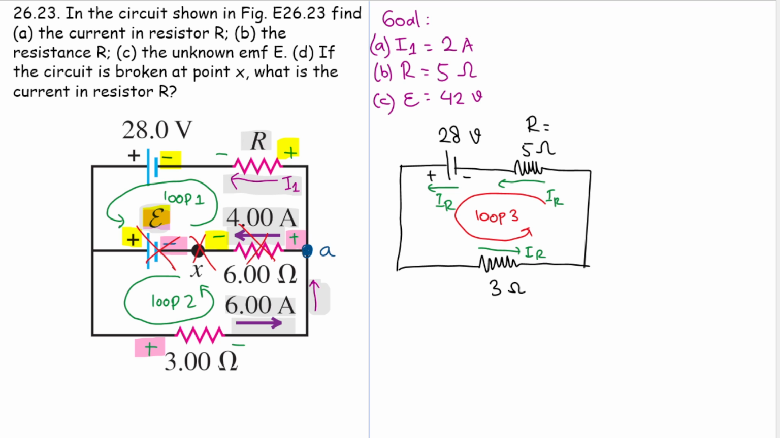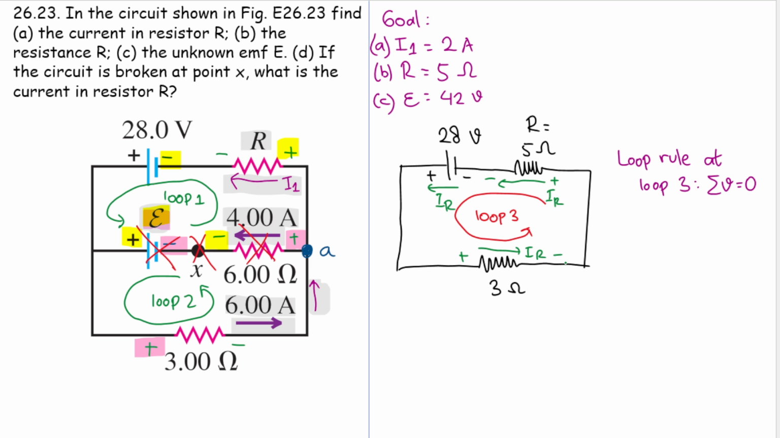Okay, now what can we do from here? We do another loop rule. Okay, let's see what can we do here. We need to do the loop rule at loop 3. Okay, the loop rule said that the sum of the voltage in a loop will equal to 0. Okay, but before that, we also need to put the sign to the resistor here, where the current comes from is the plus, and where the current goes to is the minus. And here we also have the plus here, where the current comes from, and where the current goes to, that will be our minus polarity.